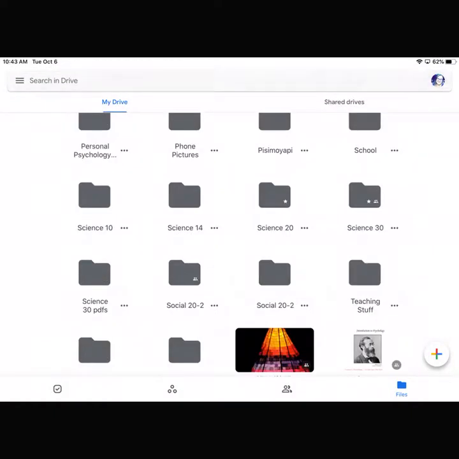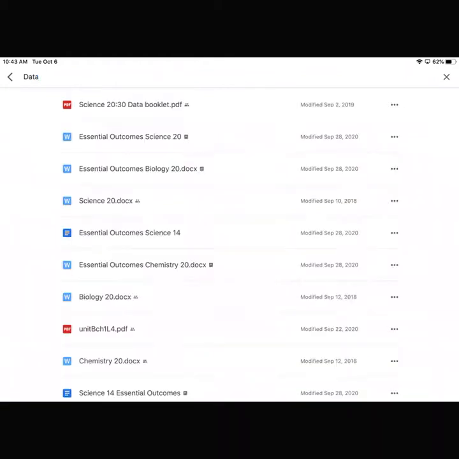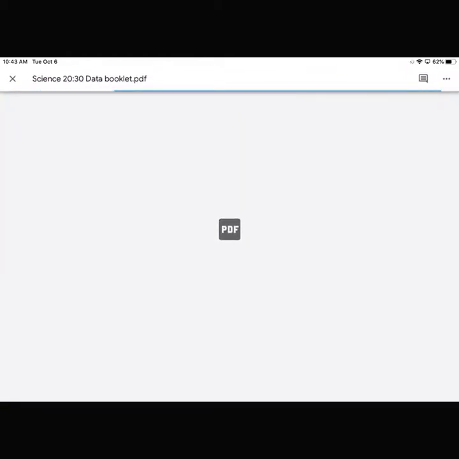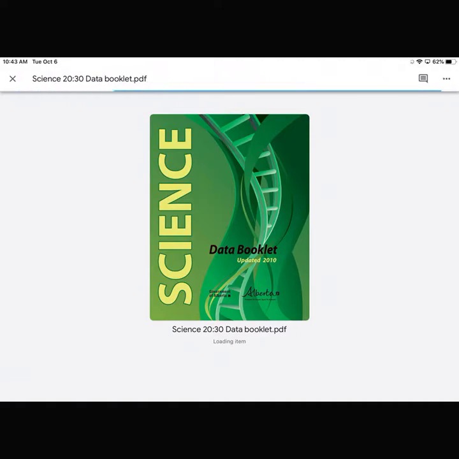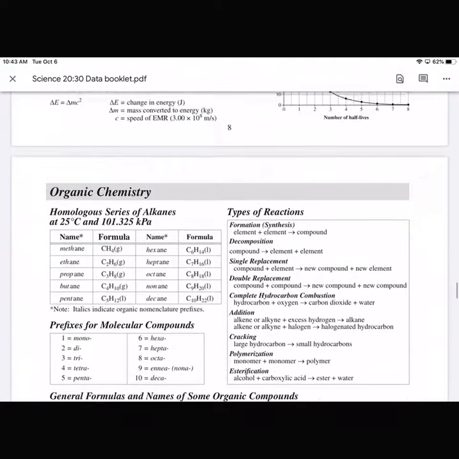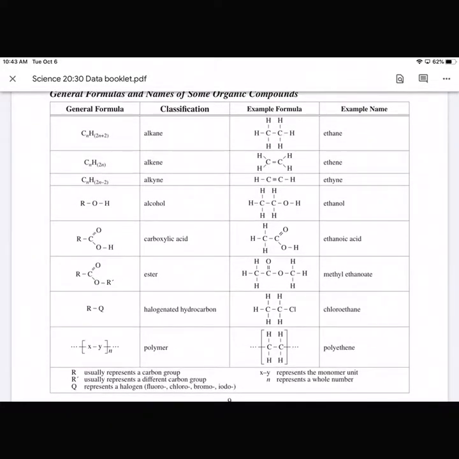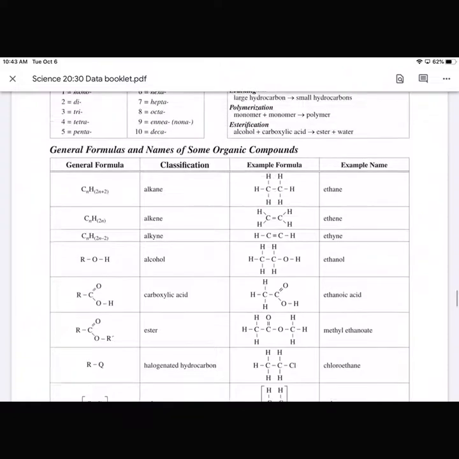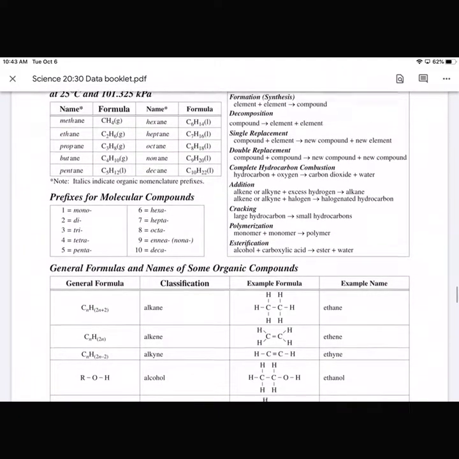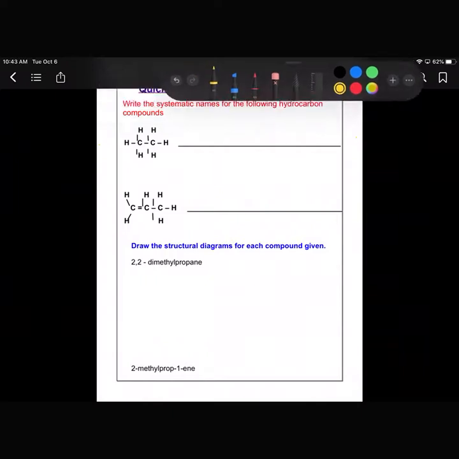I'm just going to search for it here so that I can open it up. So this data booklet, page 9, I'm already on it because I was doing organic the last time I opened it. So that's where you're going to use all this information to be able to name this stuff. So let's try this first example.